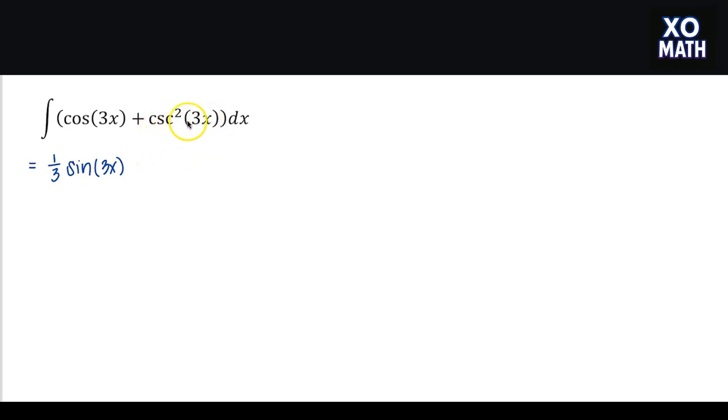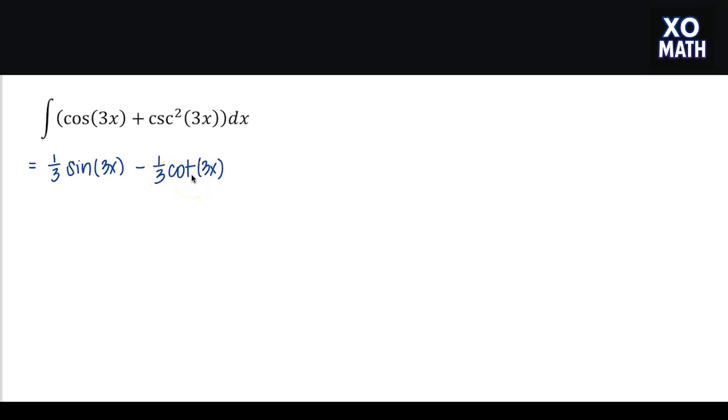So cosecant squared of 3x. So the antiderivative of cosecant squared of 3x is going to be cotangent with a negative in the front. So negative cotangent of 3x times 1/3. So again, that inside 3x is linear. What's going to come out in front is 1/3.